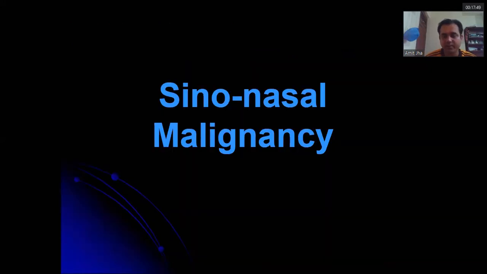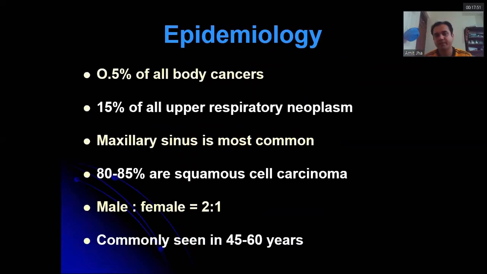Now that was about the intermediate type. Now sinonasal malignancy, right? Epidemiology. It is 0.5% of all body cancer, and 15% of all upper respiratory neoplasms. So that means it is also quite common. 0.5% of all body cancer. Again, this means it is not uncommon, quite common.